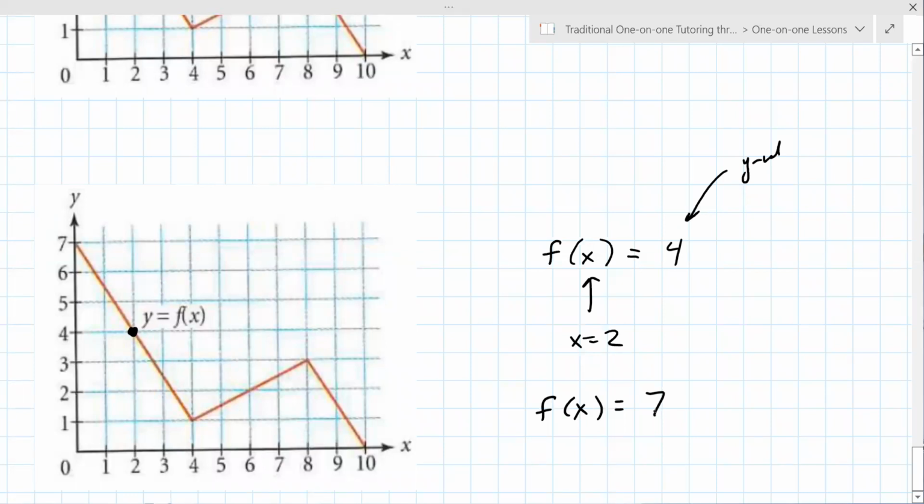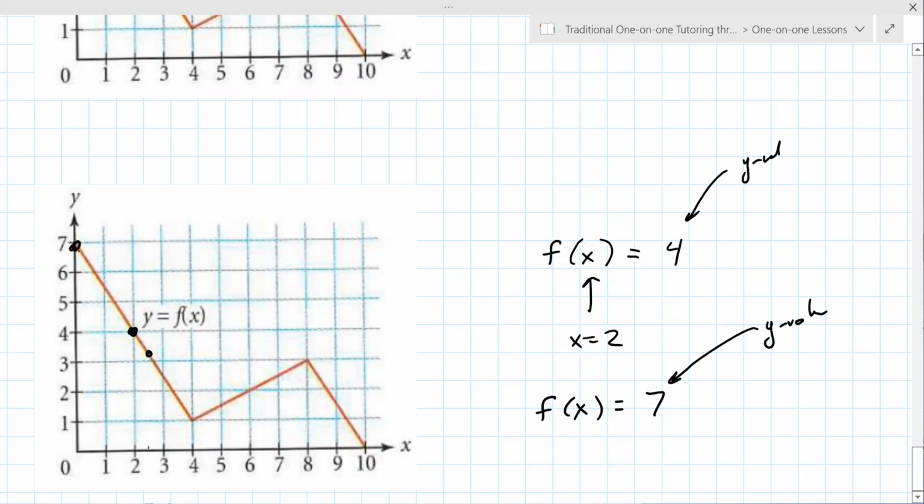F of x is equal to 7 at 2 and 2.5. X is 2.5. So here's x is 2.5 right there. Is that what you meant? What is this number right here? 7. So the y value is 7. So where is 7? Oh my gosh, 0.